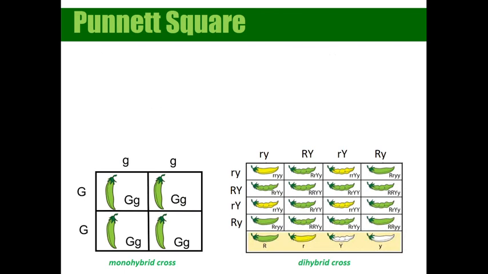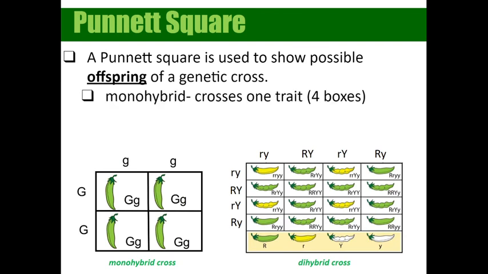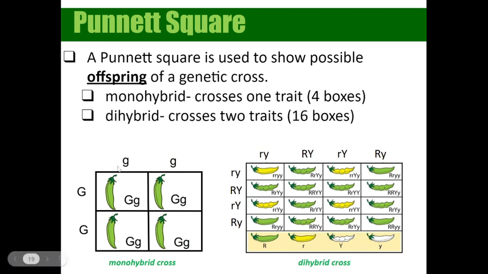So let's talk about Punnett squares. A Punnett square is used to show possible offspring of a genetic cross. Now, a monohybrid cross, and remember, mono, the beginning of this word, means one, crosses one trait between these four boxes. While a dihybrid cross, where di means two, will cross two traits, which will give us 16 boxes.